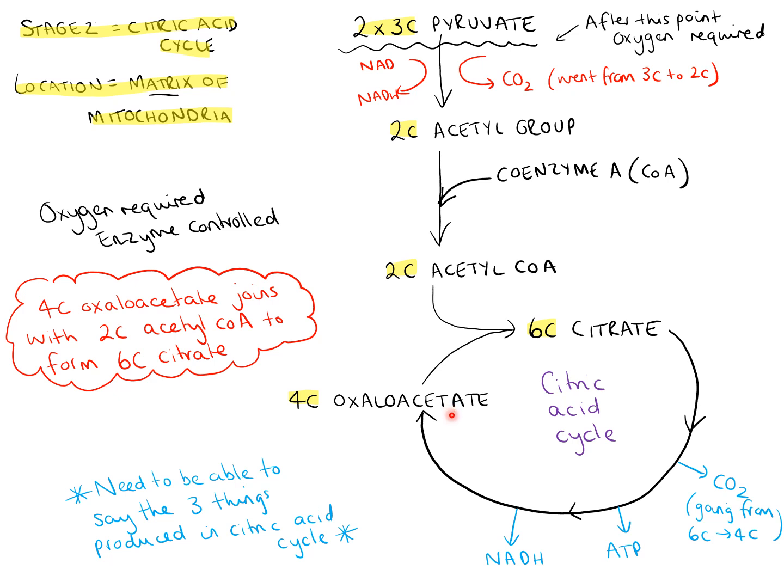And we need to be able to say the 3 things that are produced in the citric acid cycle. We're going from a 6-carbon molecule to a 4-carbon molecule, so again we're releasing carbon dioxide. We're releasing a little bit of ATP, and we also have our dehydrogenase enzymes playing a key role here, so we're releasing NADH again.